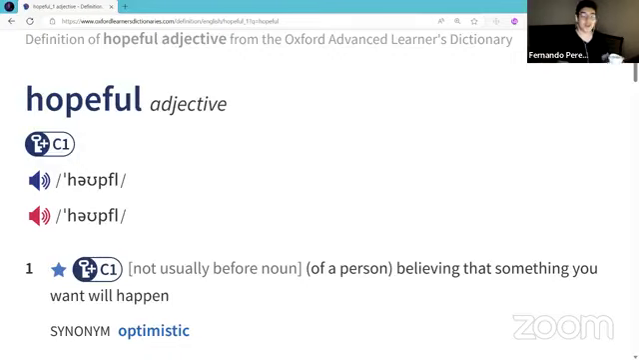When you use the word hopeful, let's open the dictionary. What connector is common for the word hopeful? Let's go through the dictionary. Hopeful.